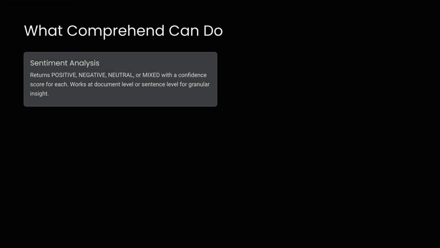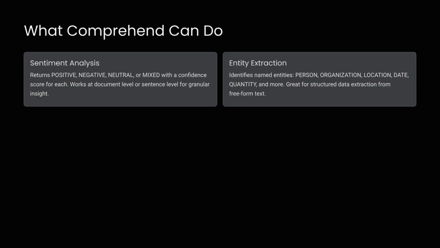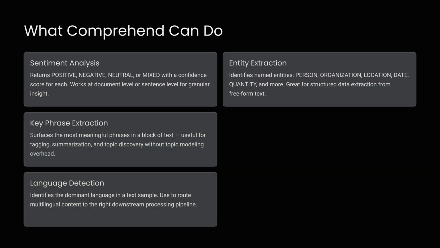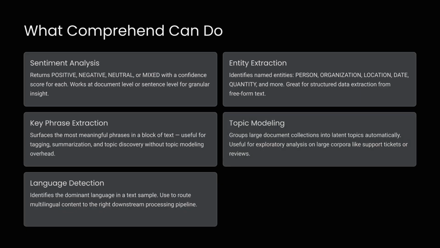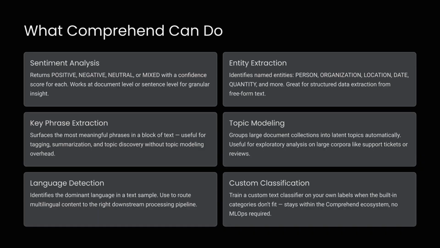Comprehend offers sentiment analysis and entity extraction for granular text insight. It also provides key phrase extraction for tagging and summarization, and topic modeling for grouping documents. It even supports custom classification when built-in categories don't fit.